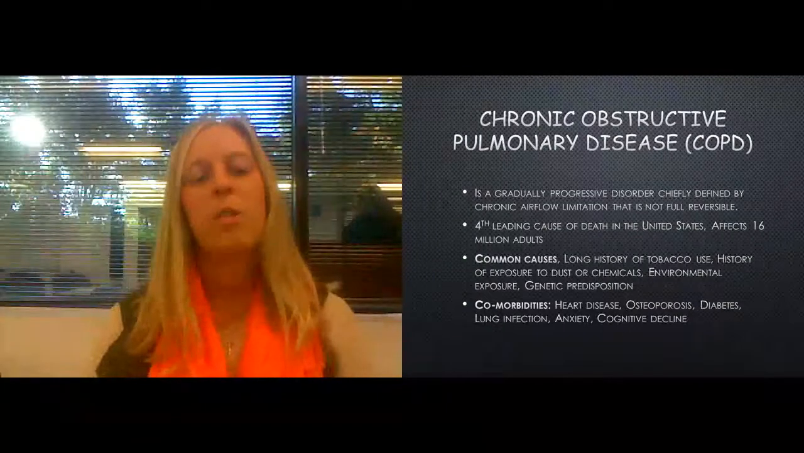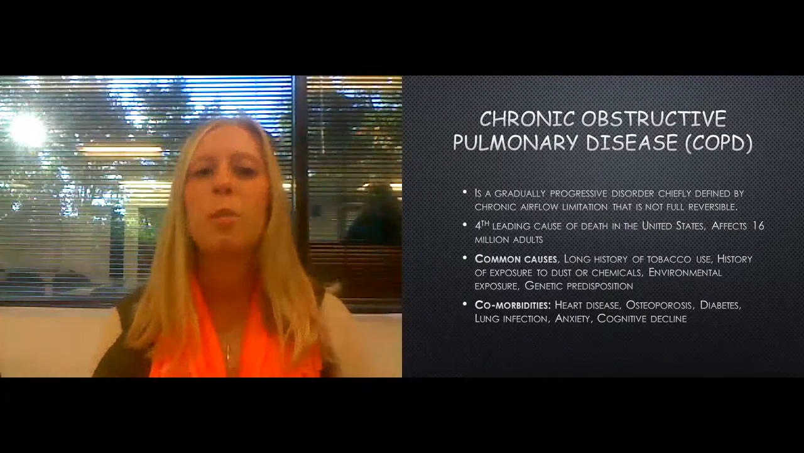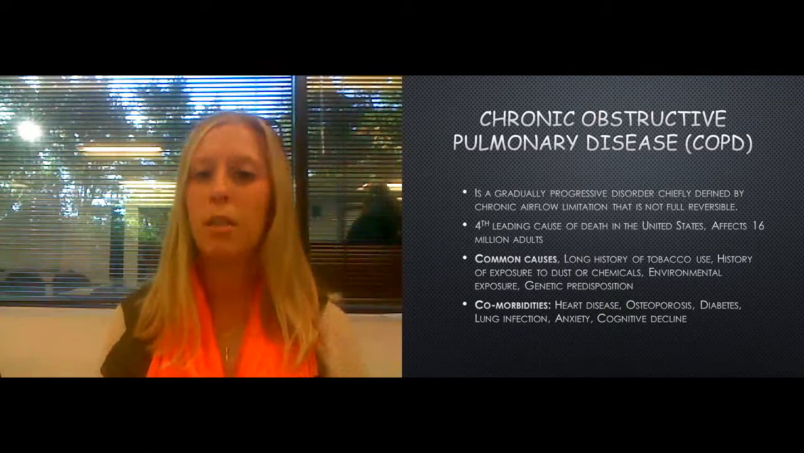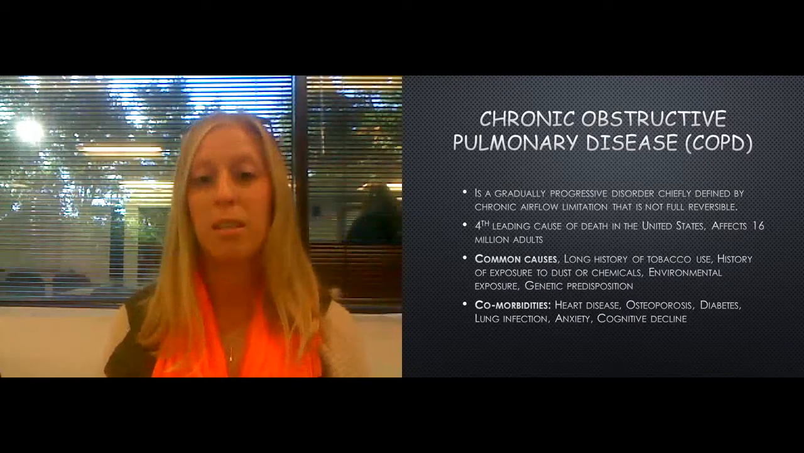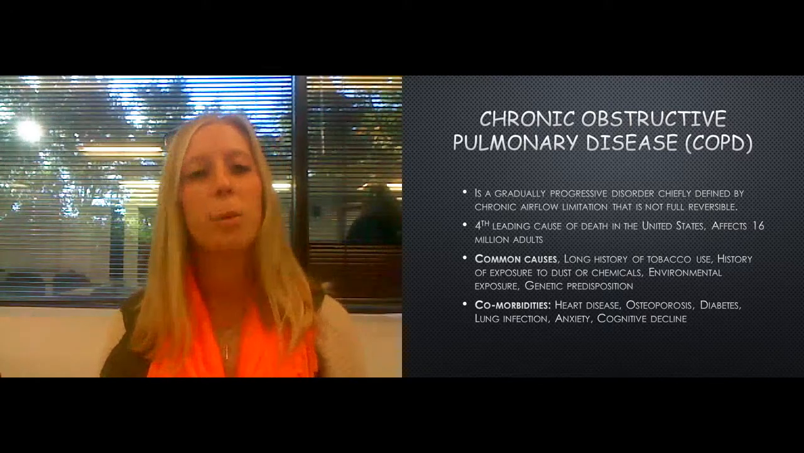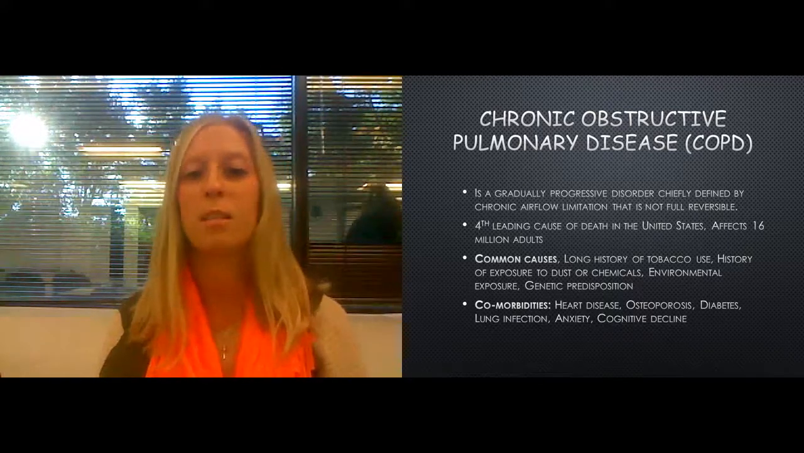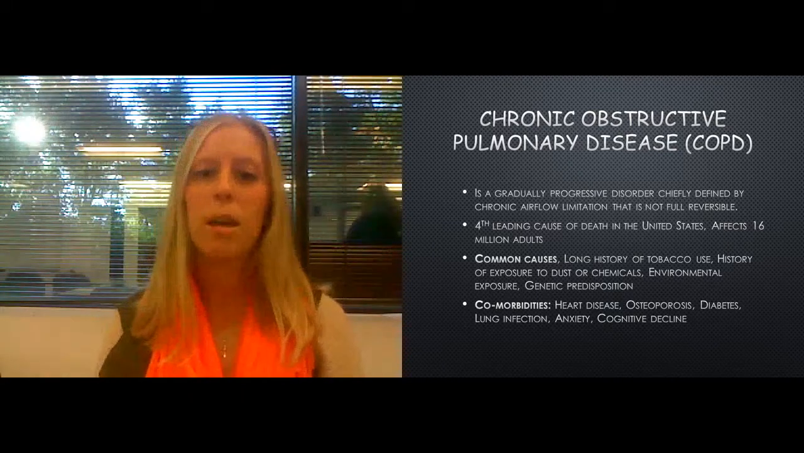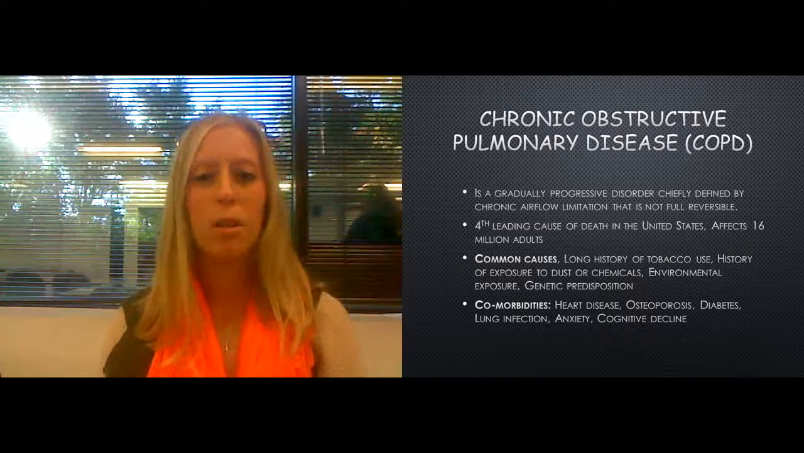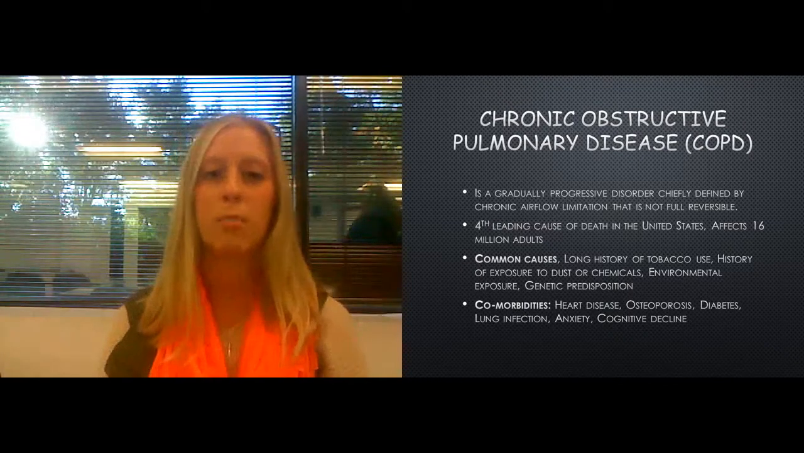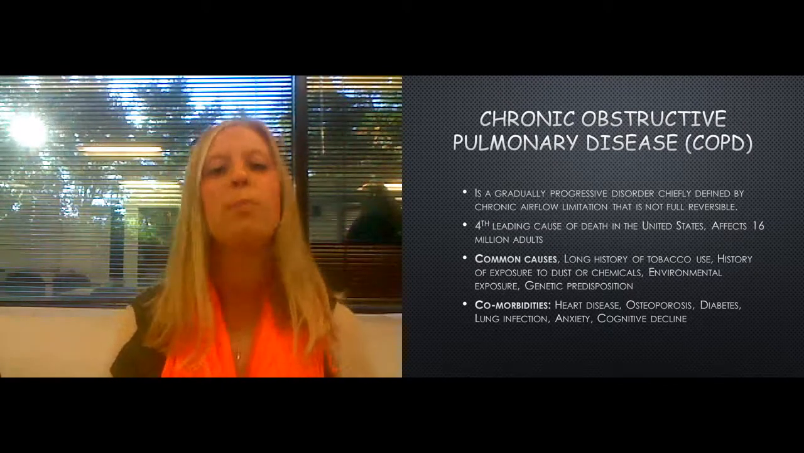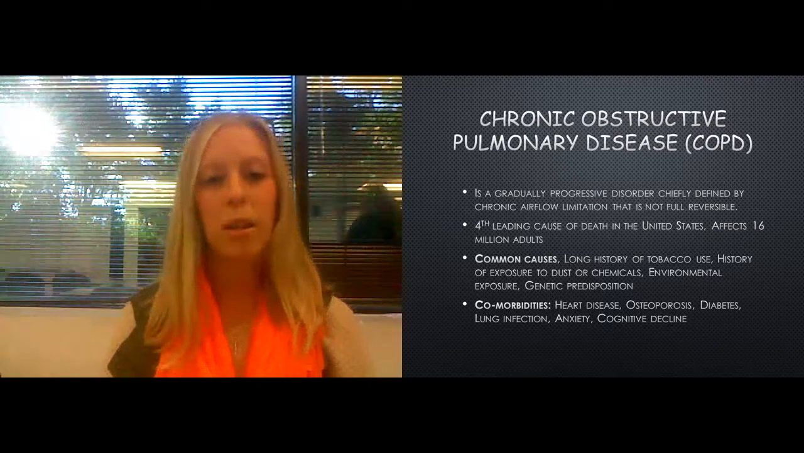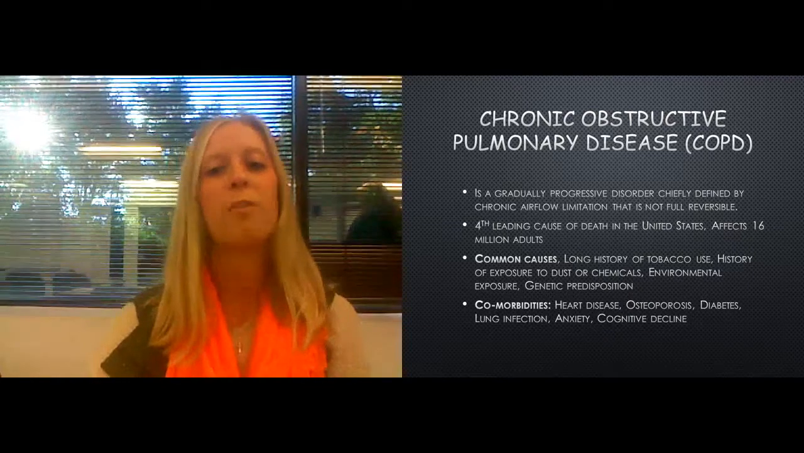The first pulmonary disorder we're going to be talking about is chronic obstructive pulmonary disease, which is known as COPD. It is a gradually progressive disorder chiefly defined by chronic airflow limitation that is not fully reversible. It's the 4th leading cause of death in the United States and affects 16 million adults. Some common causes are long history of tobacco use, history of exposure to dust or chemicals, environmental exposure, and genetic predisposition. Some comorbidities are heart disease, osteoporosis, diabetes, lung infection, anxiety, and cognitive decline.